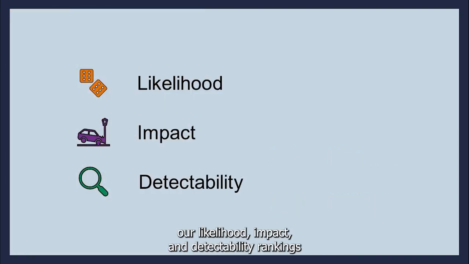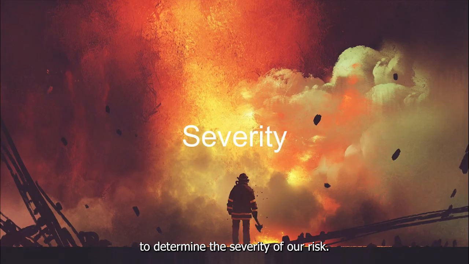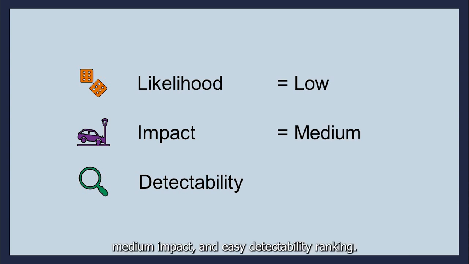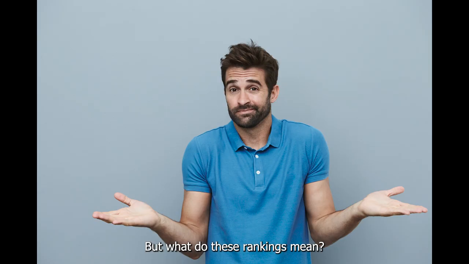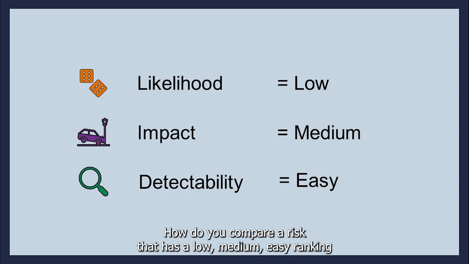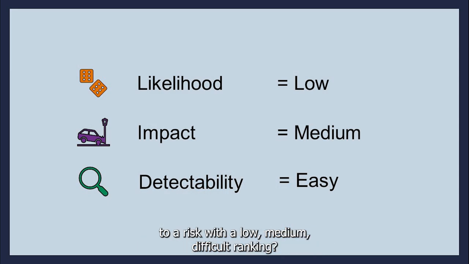Now, we'll combine our likelihood, impact, and detectability rankings to determine the severity of our risk. We have a low likelihood, medium impact, and easy detectability ranking. But what do these rankings mean? How do you compare a risk that has a low, medium, easy ranking to a risk with a low, medium, difficult ranking?